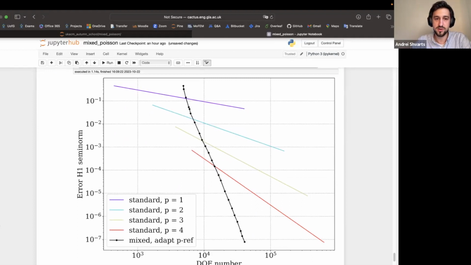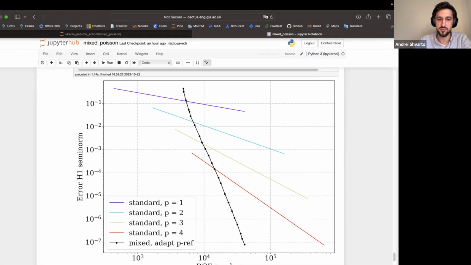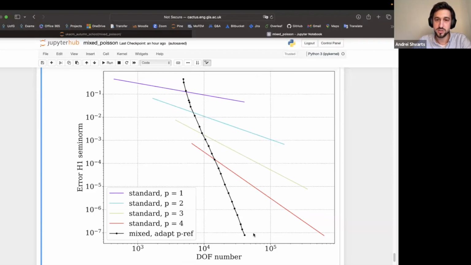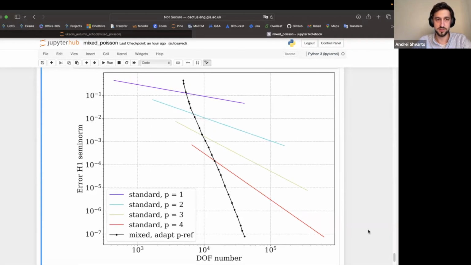And as a result, we can now compare this global refinement, the standard finite element formulation, with orders 1, 2, 3, and 4, with this adaptive p-refinement used with the mixed formulation. And we can see now the benefit of the mixed formulation, that by using this adaptive refinement, only by increasing the order in the elements where the error is high, we could obtain the solution with the same H1 semi-norm, the same error, with 20 times less degrees of freedom. So this was the whole goal of implementing the mixed finite element formulation for this problem.